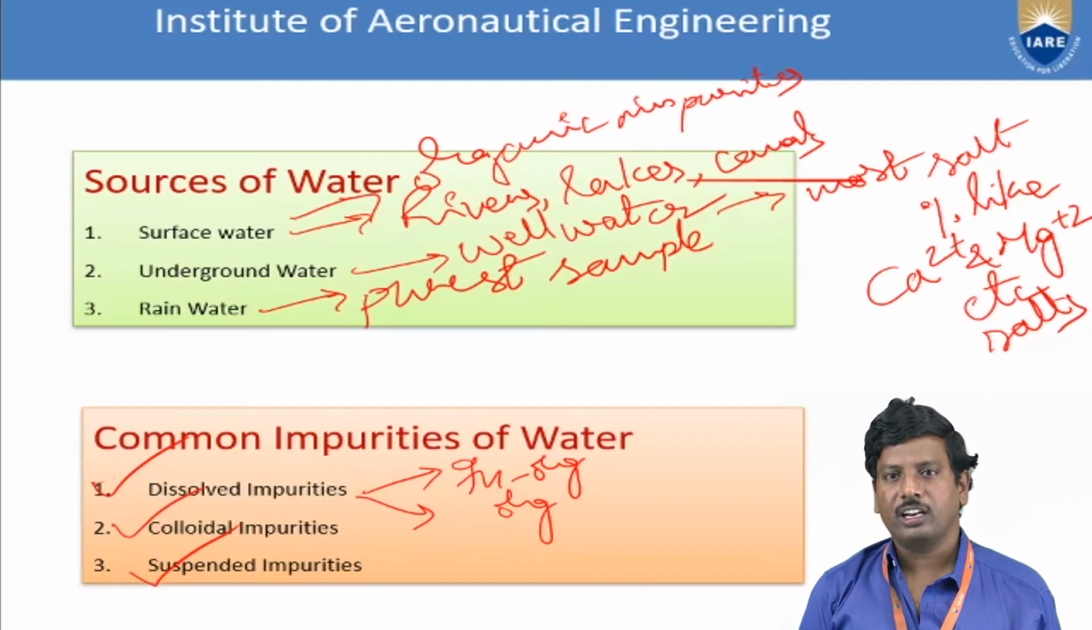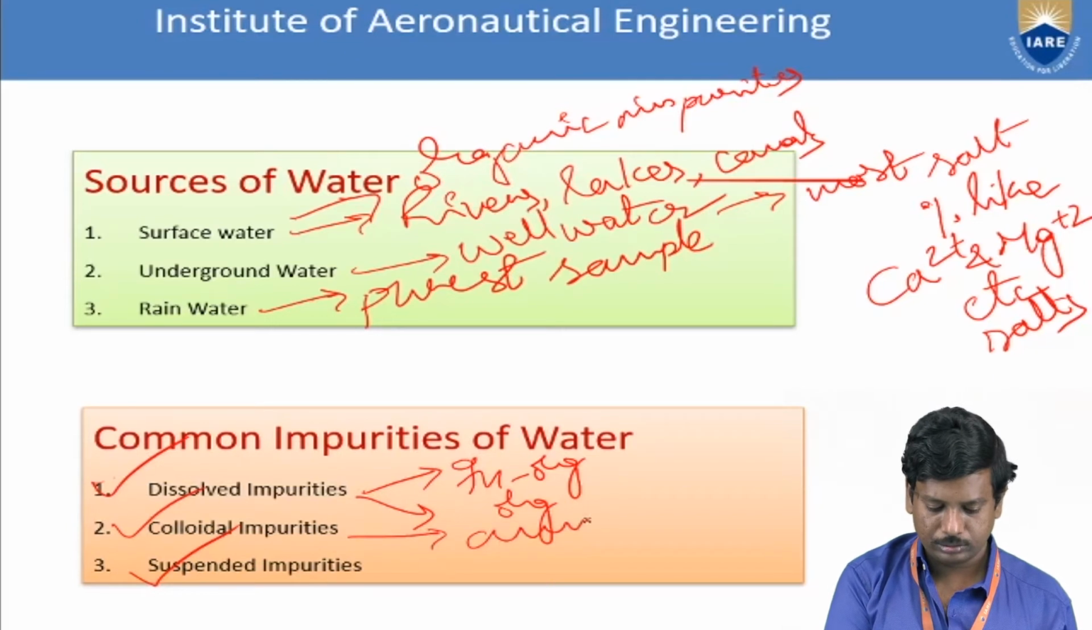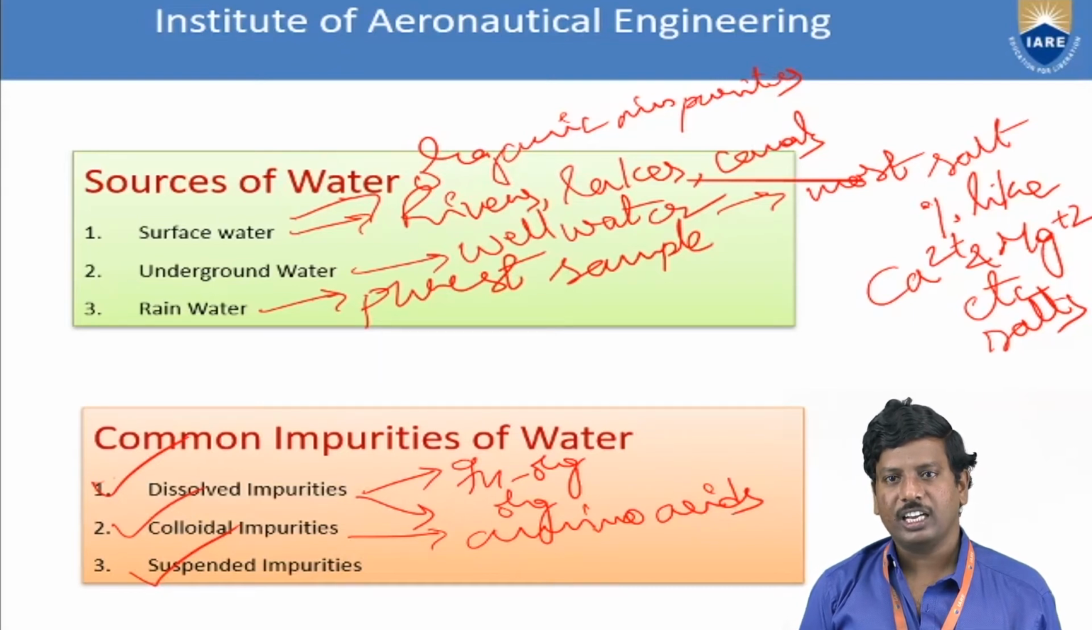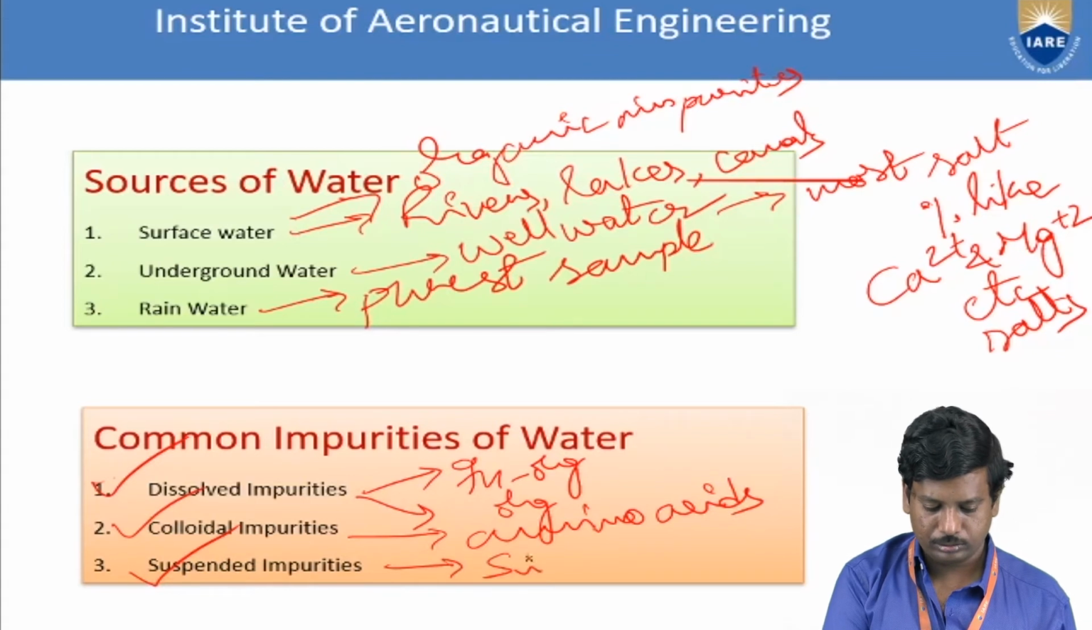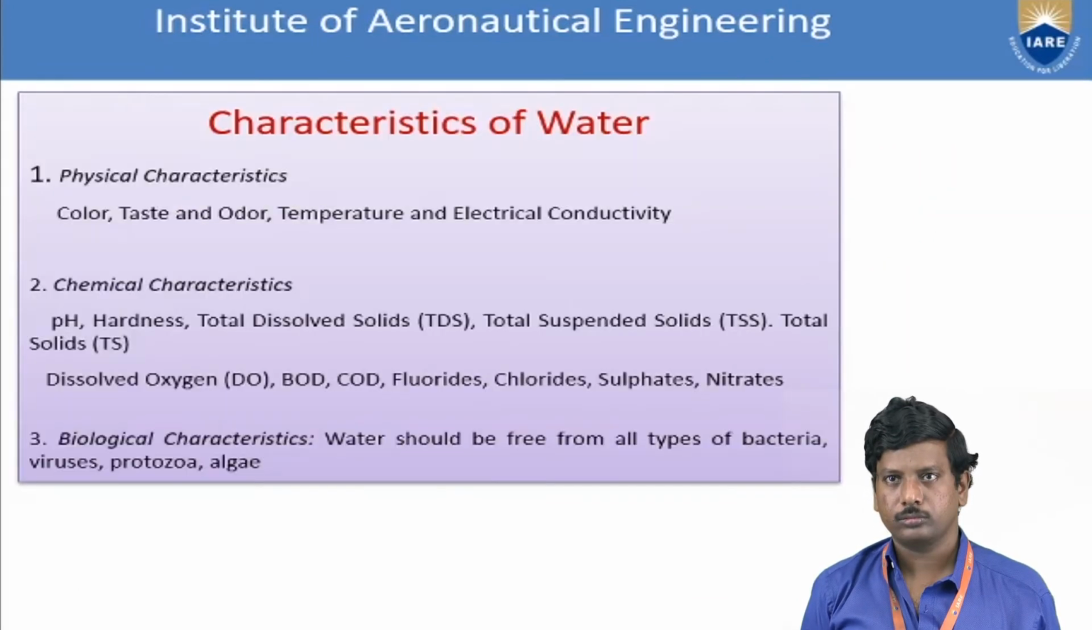Next one is colloidal impurities. Colloidal impurities are one of the organic impurities, containing amino acids. And third one is suspended impurities. Suspended impurities mainly contain silica impurities. So this is about the common impurities which are present in the source of water.